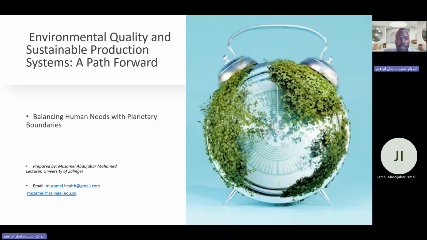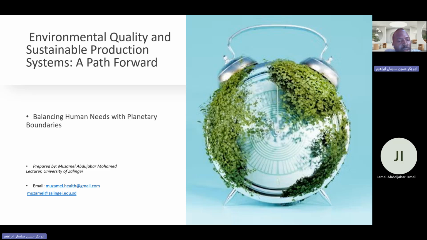Concern for sustainable production systems means how we can make that system more sustainable. Agriculture, manufacturing, and the energy sector have become primary drivers of environmental degradation. That means when we establish a system, it is very important that it is good for all sides. As I mentioned, agriculture and manufacturing should be good and not affect the environment.